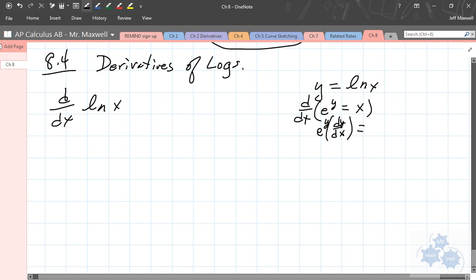And with respect to x, what's the derivative of x? 1. Okay? And so the derivative of y with respect to x equals 1 over e to the y. And what did we say e to the y was from the original question? It's x. So dy over dx equals 1 over x. And so the derivative of ln of x with respect to x is 1 over x.